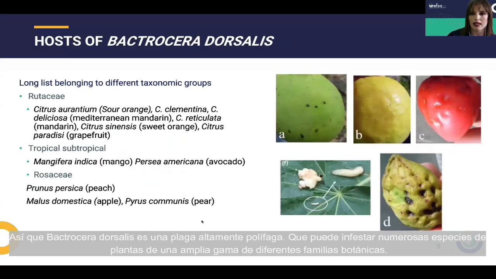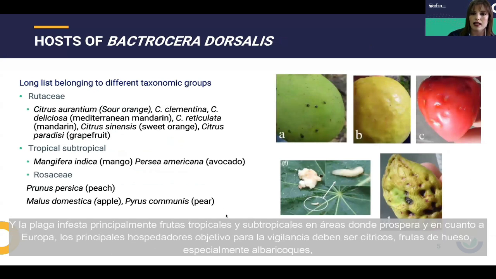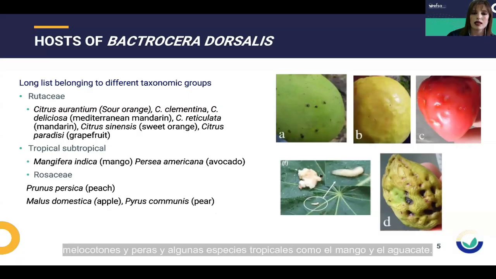Bactrocera dorsalis is a highly polyphagous pest that can infest numerous plant species of a wide range of different botanical families. The pest infests mainly tropical and subtropical fruits in areas where it thrives. As regards Europe, the main hosts targeted for surveillance should be citrus, stone and pome fruits, especially apricots, peaches, and pears, and some tropical species such as mango and avocado.